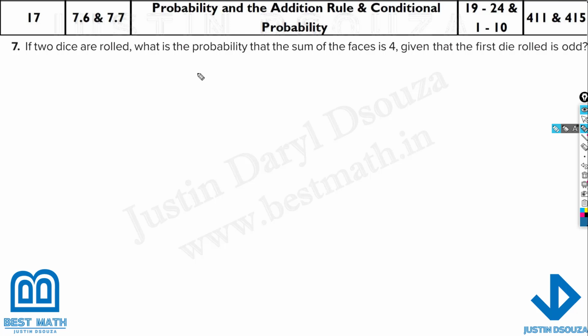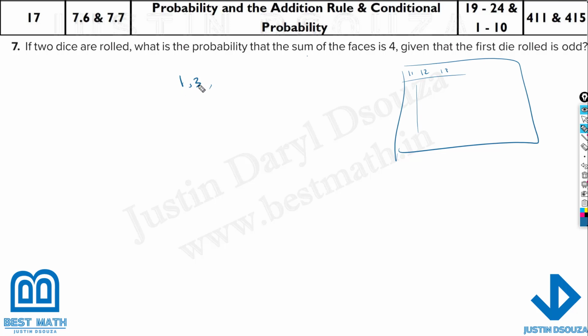If 2 dice are rolled, what is the probability that the sum of the faces is 4, given that the first die rolled is odd? Okay, now 2 dice are rolled. You remember the box, right? Where we had 1,1; 1,2; 1,3. The same thing needs to be remembered now. We don't need to draw it up. So what will give you 4? It's either 1 and 3. So I'll just write it: 1, 3. 3, 1. This is also going to give.